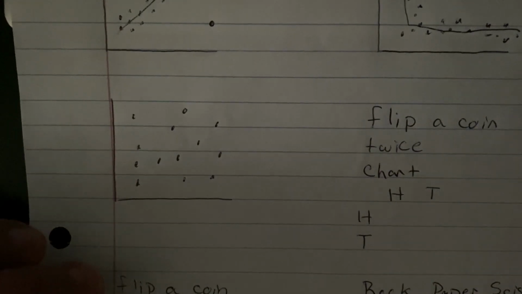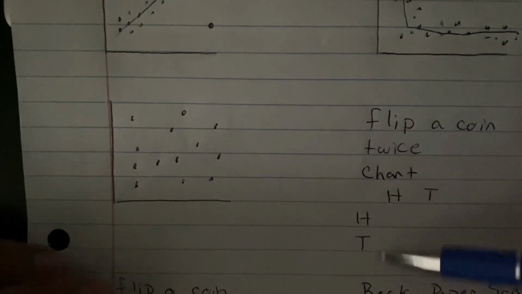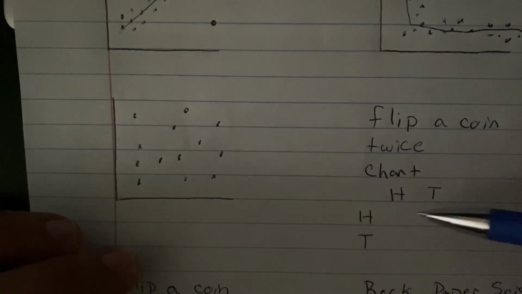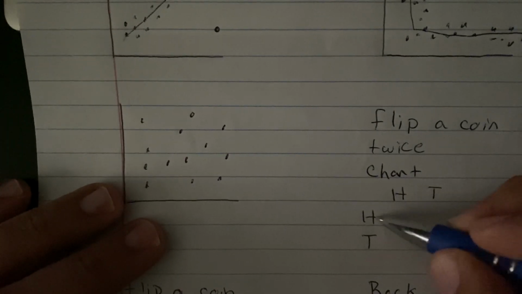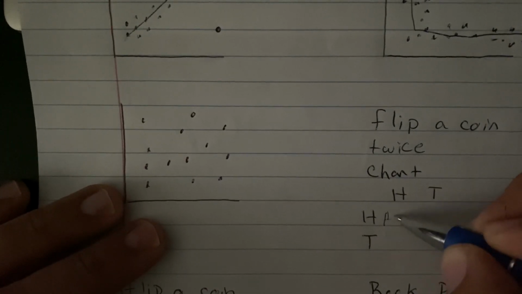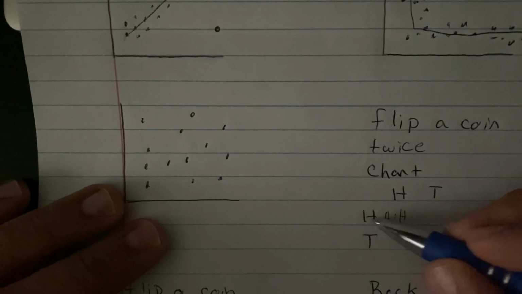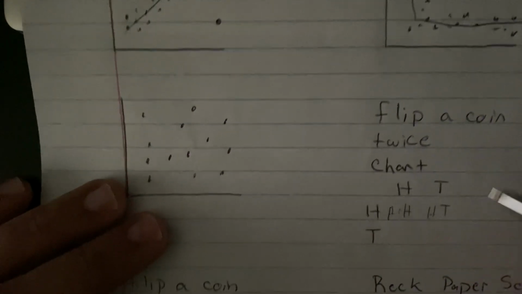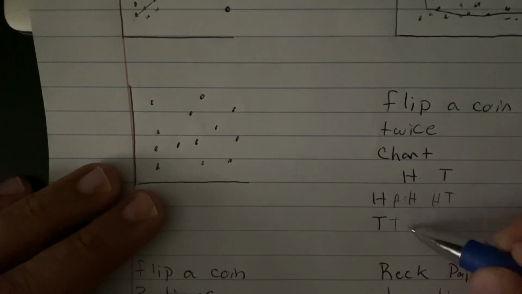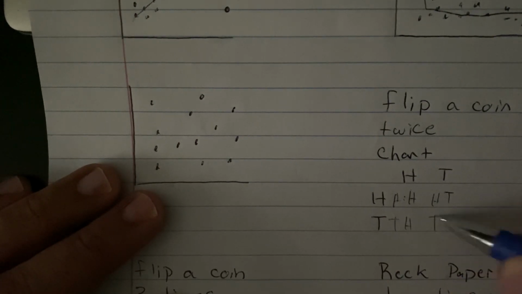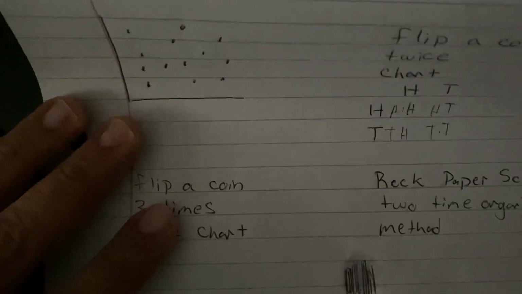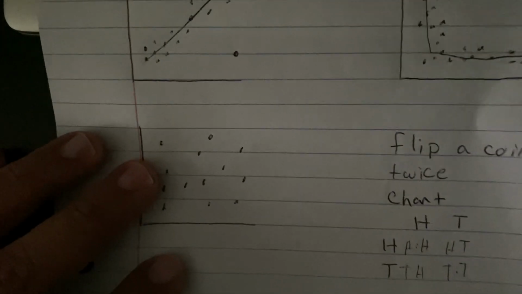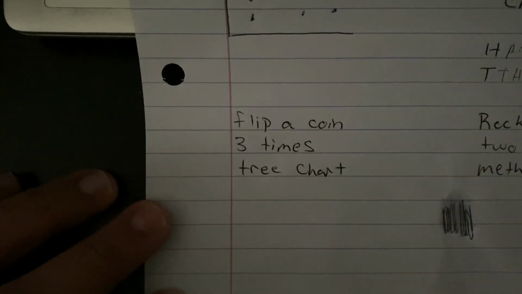Okay, now let's talk about different scenarios here. So we're going to be doing a chart of flipping a coin twice. All the possible scenarios should fit in this chart. So I have heads and tails, and I have heads and tails. So in this one spot, that would be heads and heads. This one would be heads and tails. This would be tails and heads, and this would be tails and tails.